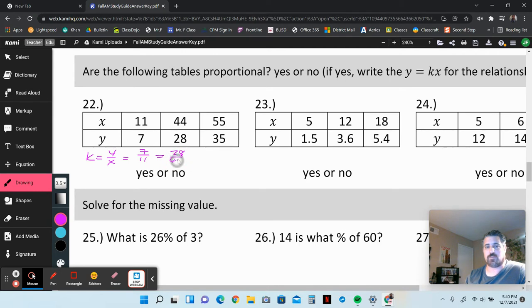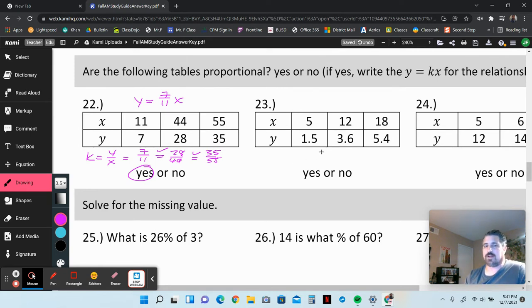28 over 44? Is that the same as 35 over 55? Okay, well, 11 times 4 is 44, and 7 times 4 is 28, so that's working. 11 times 5 is 55, and 7 times 5 is 35, so that's working. So yes, these are all the same ratios. So this is definitely a yes. And then what is the equation? Well, the y over x is 7 over 11, so this would be y equals 7/11 times x, and that is your equation for that proportional relationship.